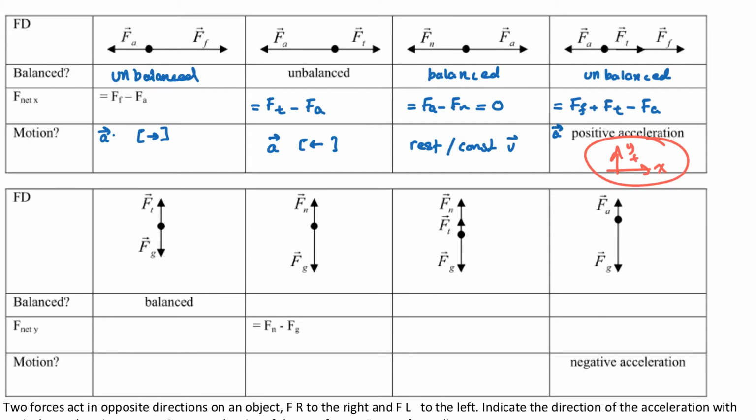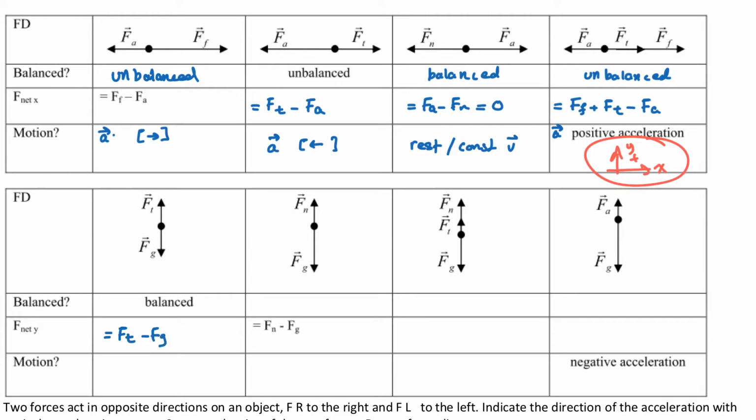For our second one, we have everything kind of the same. It's just in the vertical direction, and we've taken up to be positive. So the first one is balanced because these two forces have the same magnitude. For net y, because I've taken up to be positive, everything going up I'm going to treat as positive, and everything going down I'm going to treat as negative.